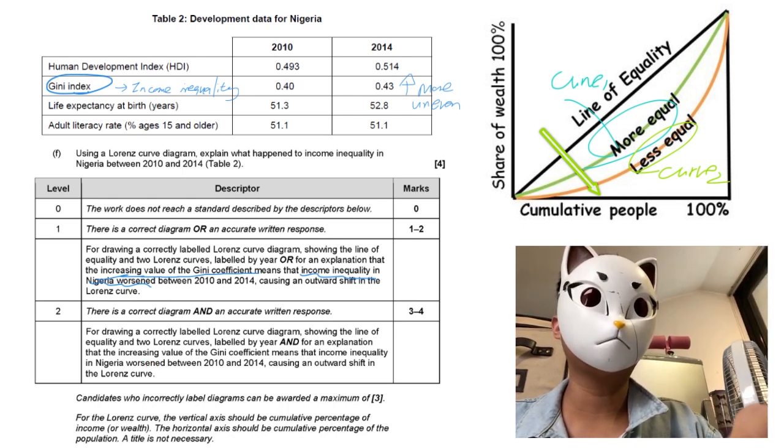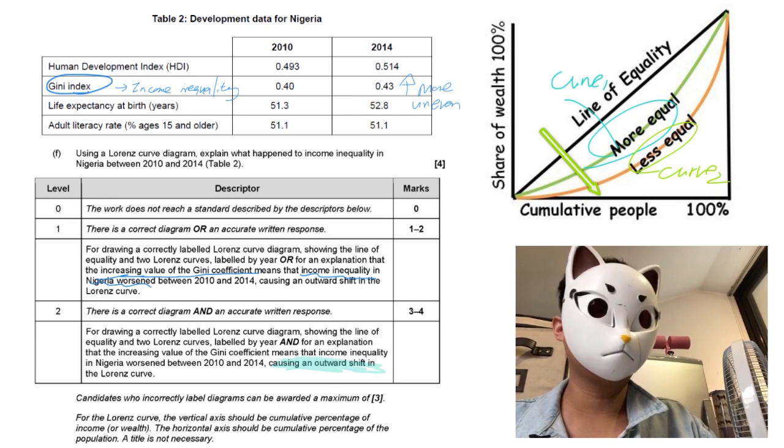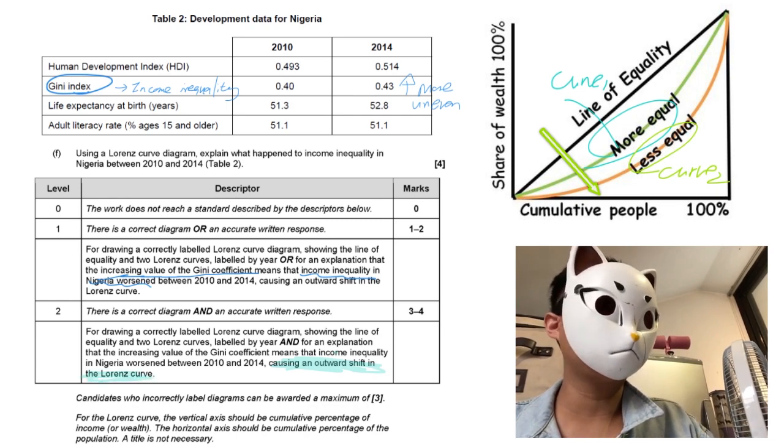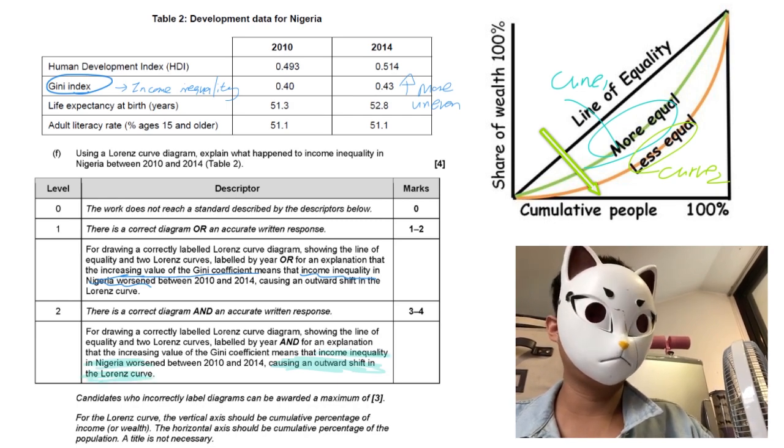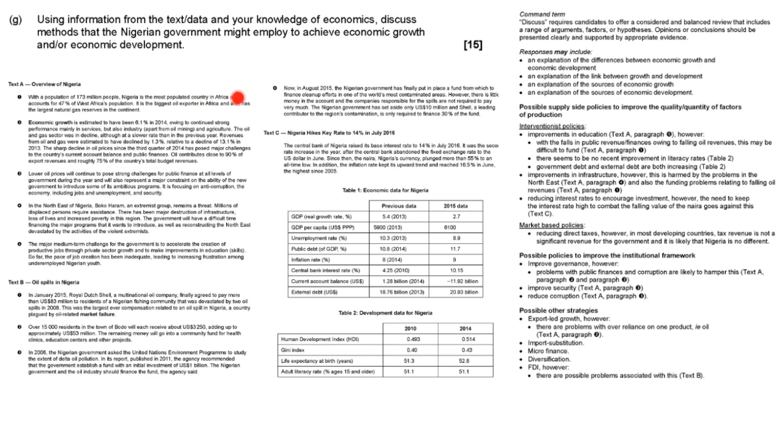So let's highlight the answer. There is an outward shift in the Lorenz curve, showing that the income inequality becomes worsened. Now we are going to do part G. We have to make use of all the data. As you can see here, there is a lot of data, A, B, and C, and then we have to discuss what methods the government employed to achieve economic growth.